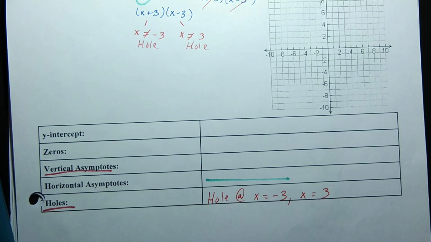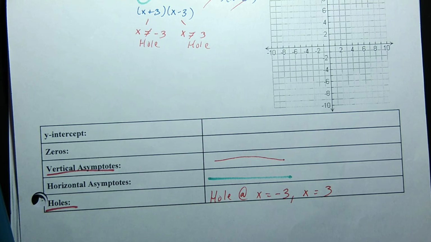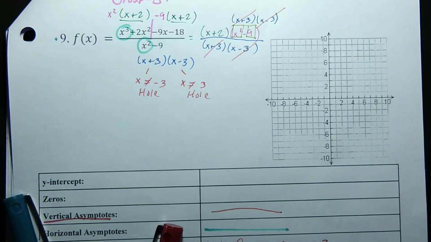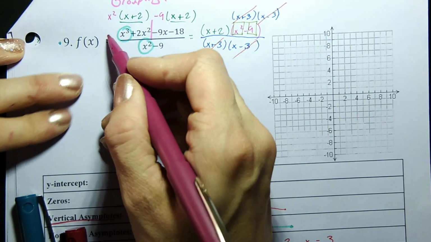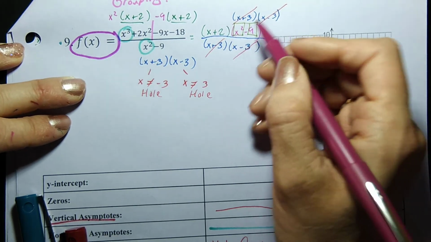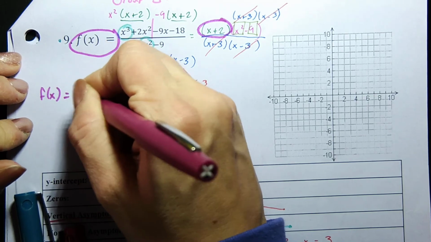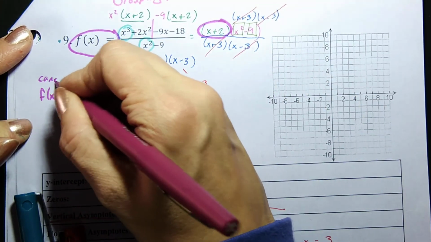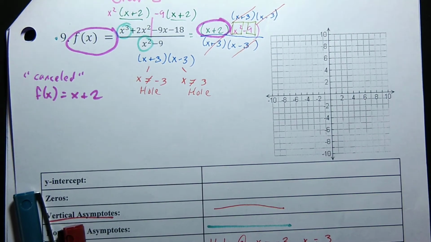Any vertical asymptotes? No. Now, for the graphing part, we actually can probably do this one without our calculator. If you find that surprising, take a look at what we get when we look at that canceled equation. So when we cancel it out, the function will behave like the canceled equation. So f of x equals, what are we left with? x plus 2. So there's our canceled equation, and it is linear.